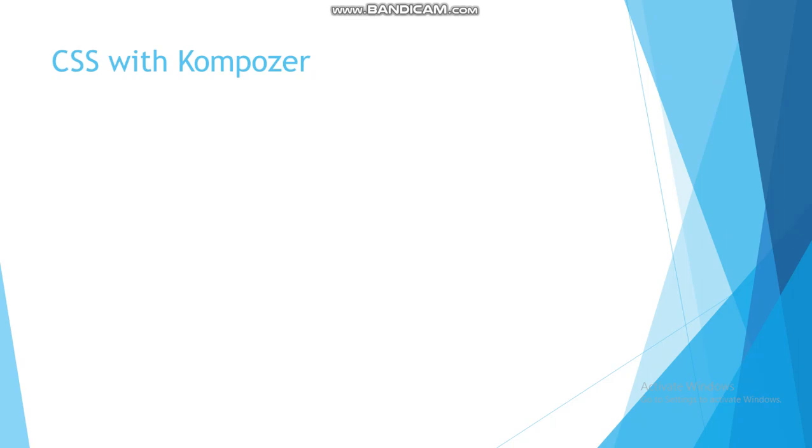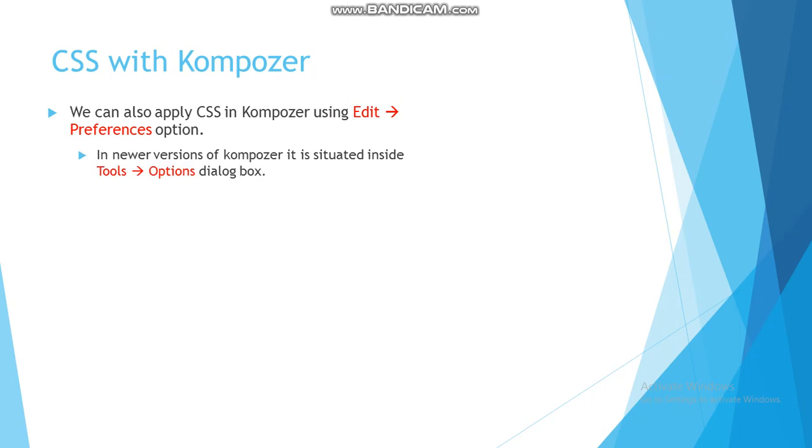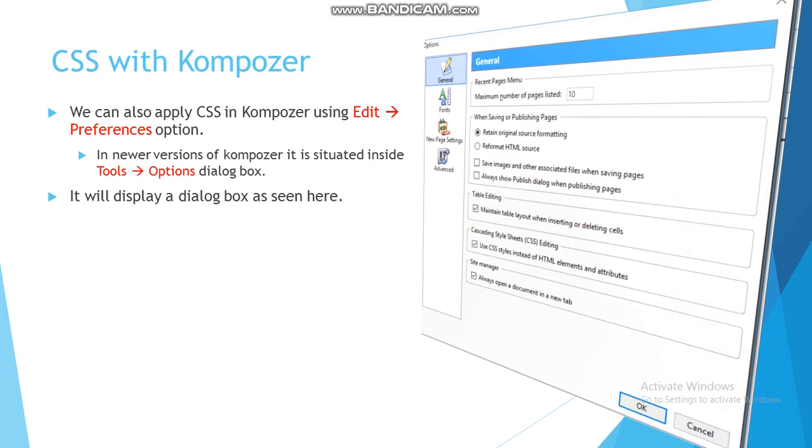So now we have seen how CSS code can be written in HTML, but we have to work with the Composer. So how CSS code can be applied in Composer, that we will see now. We can also apply CSS in Composer using the Edit Preferences option. Remember, in newer versions of Composer, it is situated inside the Tools Options dialog box. So when you select Edit Preferences, or in newer versions Tools Options, it will display a dialog box like this.